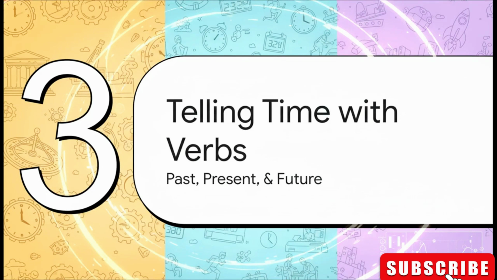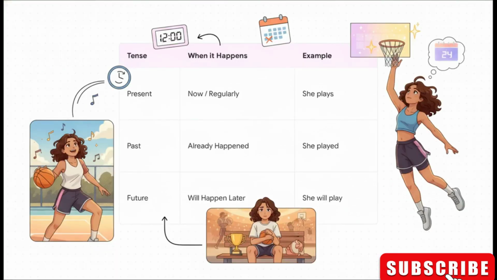Okay, let's grab our next building block. So we already know that verbs are action words, but they have another super important job. They tell us when an action is happening, and that's what we call tense. This little chart makes it super clear. Let's start at the top. The present tense, that's for stuff happening right now or things you do all the time, like she plays basketball. Simple.